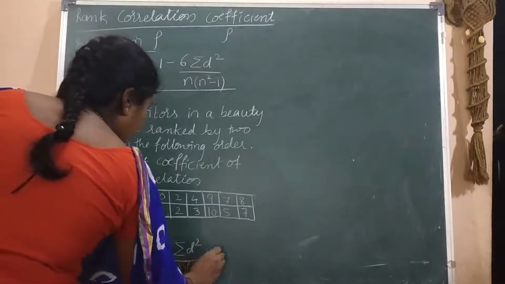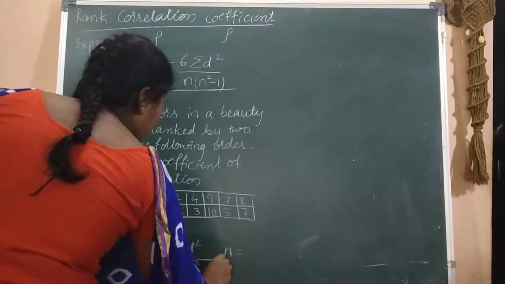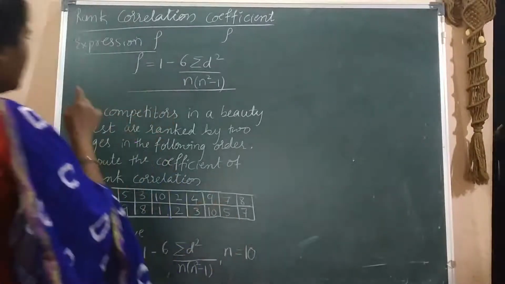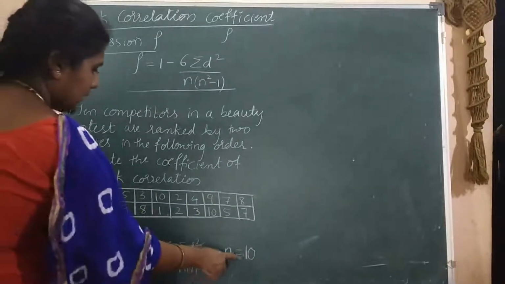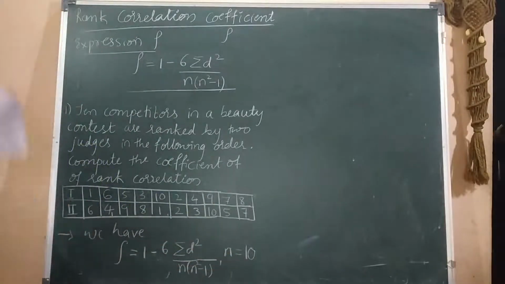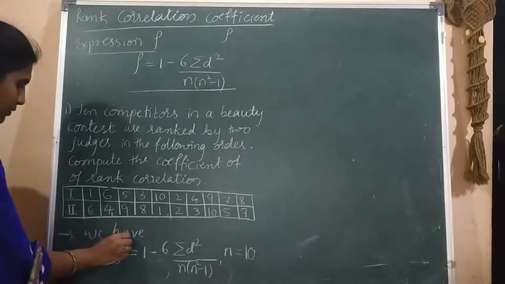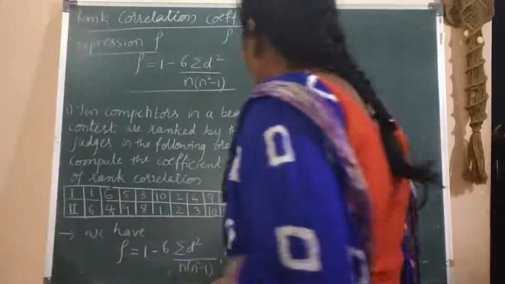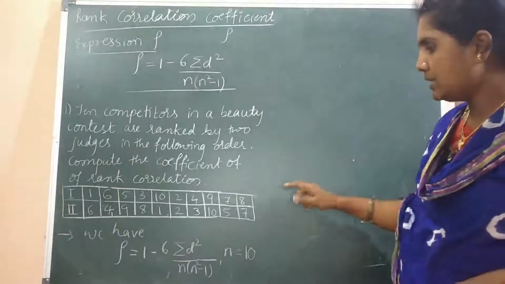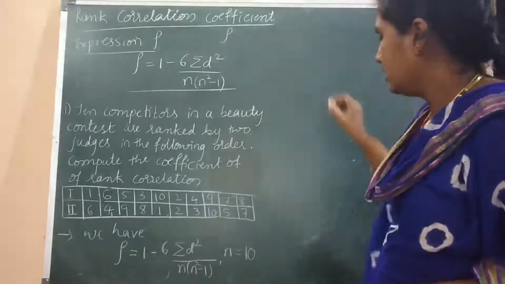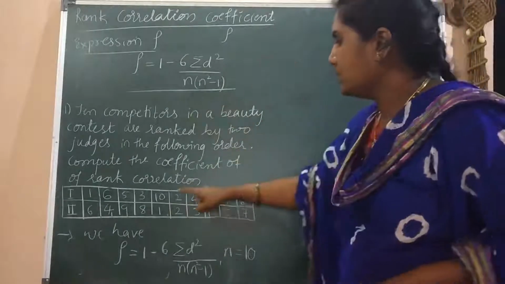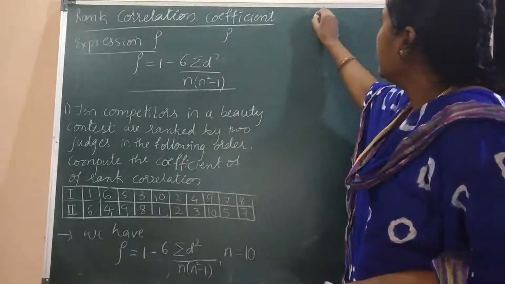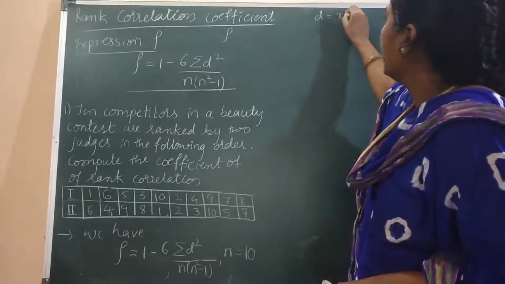Here n is given, how much is it? 10 competitors, so n is equal to 10. To find rank correlation, we need to find D. D is nothing but 1 minus 2. If it is x and y, D is nothing but x minus y.